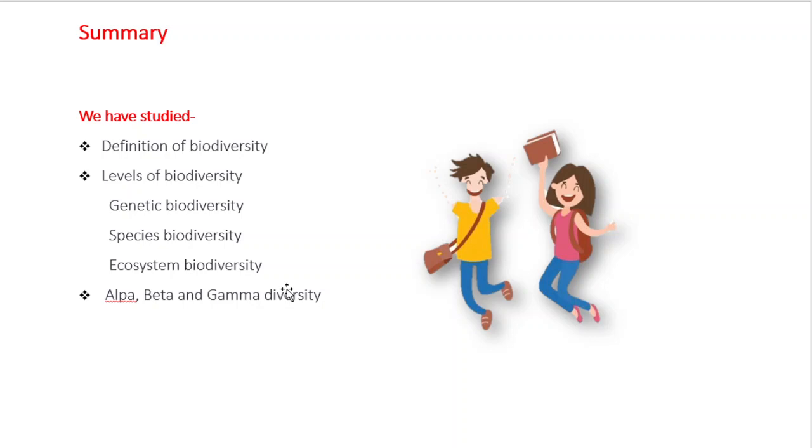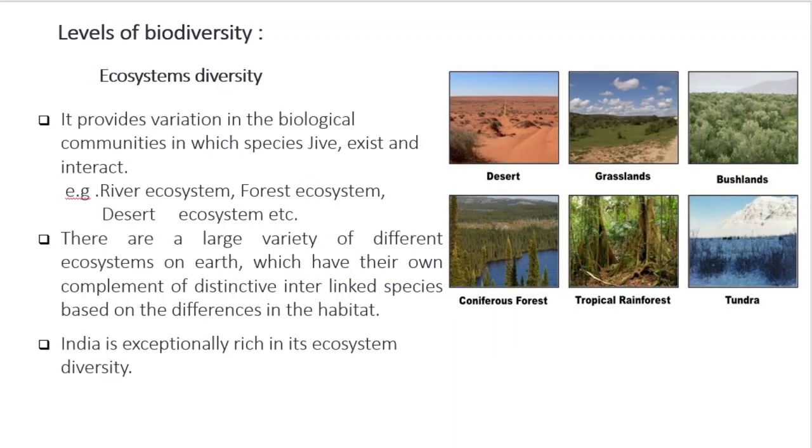Definition of biodiversity. In simple language, biodiversity is a variety of life. Okay, the different ecosystems come under biodiversity, that is, we saw desert, grassland, bushland, tundra, tropical rainforest, coniferous forest. Why are these ecosystems formed? We already explained that because of weather conditions and atmospheric conditions, the different ecosystems are formed, and that ecosystem is nothing but biodiversity. Okay.